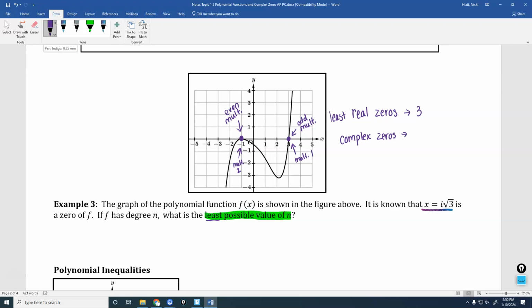And I've got 1 right here, but we just wrote down that these complex zeros always come in pairs. So I've got i square root of 3. That means I also have to have x equals negative i square root of 3. So I've got 2 complex zeros here, meaning that I've got a total of 5. So 5 would be my answer here. That's my least possible degree of n. n has to be at least 5.